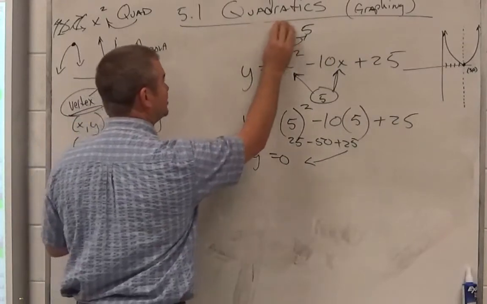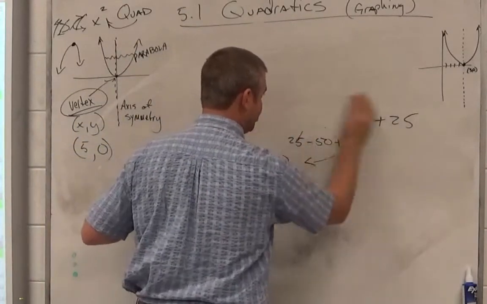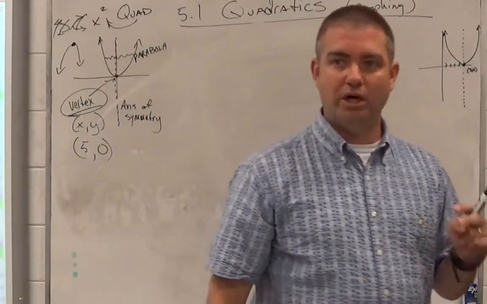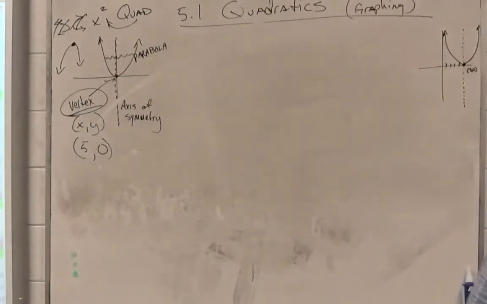Number 2, you ought to be able to tell me the direction of opening instantly. What tells you the direction of opening? a. If a is positive, it opens up. If a is negative, it opens down. All right, what's the 3rd thing you ought to be able to tell me?